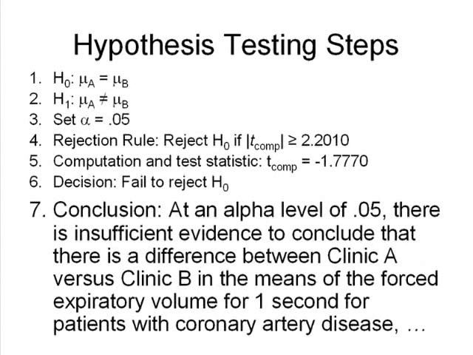So what we have to say is at an alpha level of 0.05, there is insufficient evidence to conclude that there is a difference between Clinic A versus Clinic B in the means of the forced expiratory volume for 1 second for patients with coronary heart disease. Wow, that's a mouthful. And that's only 2 of the 3 parts we need for a conclusion.